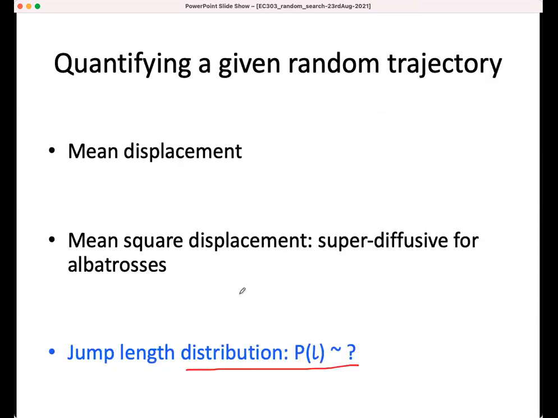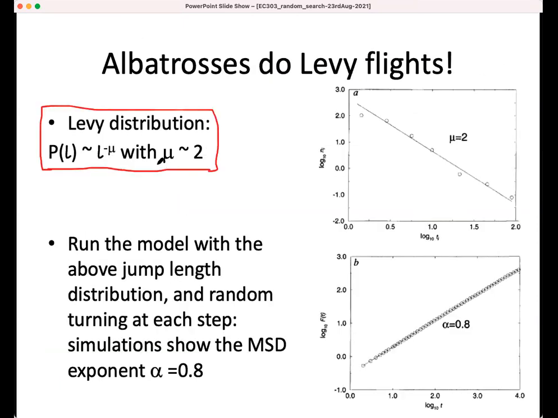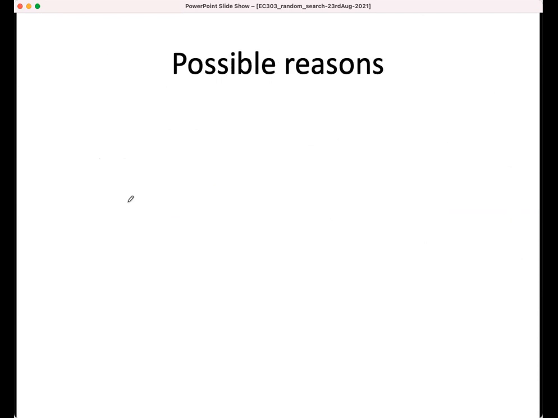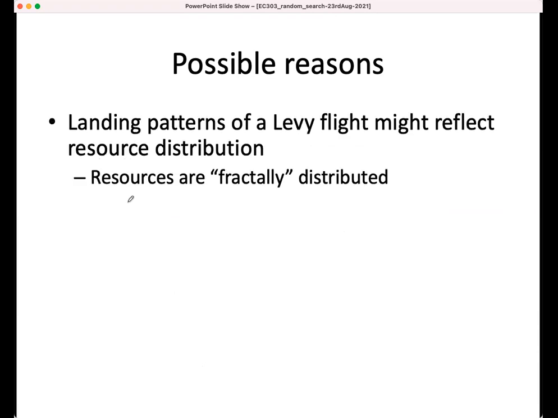So basically what they said was these birds are exhibiting power law jump length distributions with exponent 2. That also explains the root mean square displacement estimate they had of 0.8. Then they explored the possible reasons for this. Why are these animals showing this behavior? In this paper, they arrive at some conjecture, which I think wasn't very satisfactory.